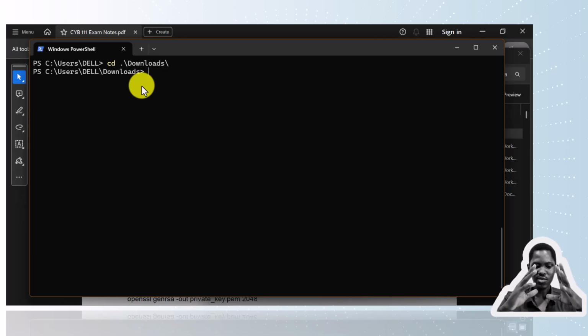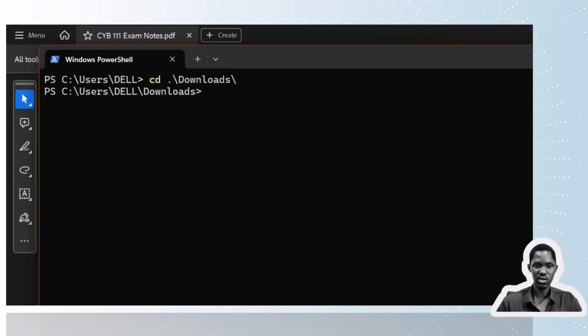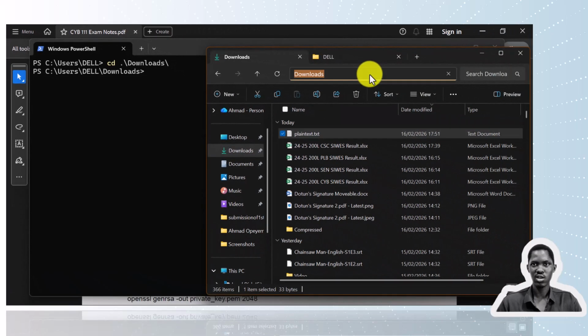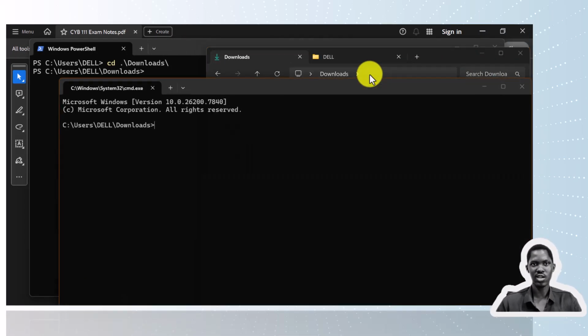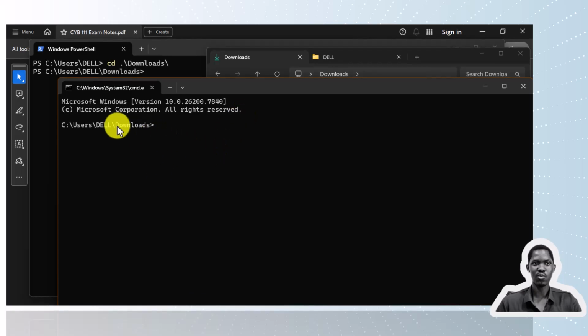So now, if you want to learn how to move between folders, you can learn the command you need to use. Or you go to the folder. You can do something like this on Windows. You come here and type CMD or something like that. Yeah, you can see that, and it opens in downloads for you automatically.